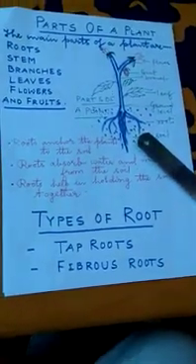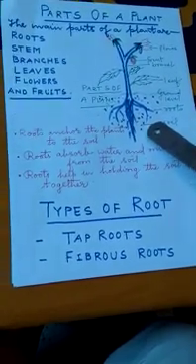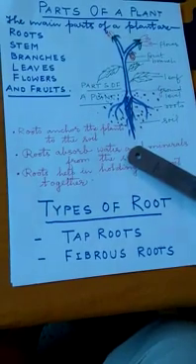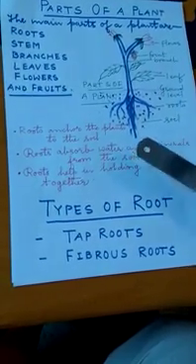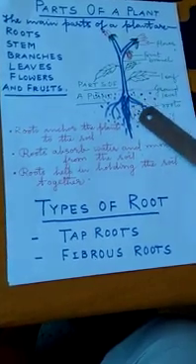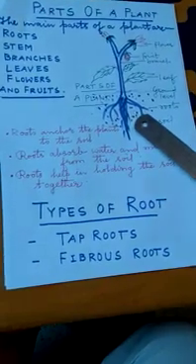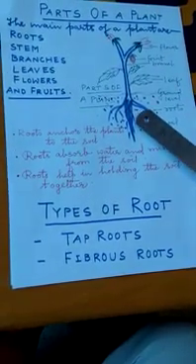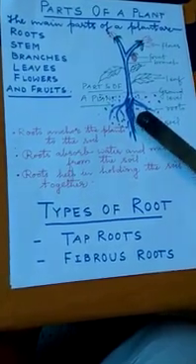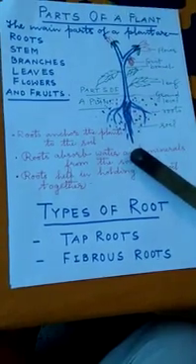So let us first know what is root. The part of the plant which is below the ground is called root. All of us know when the seed starts germinating, the radicle comes out from the seed and grows. This radicle is the root that grows geotropically.